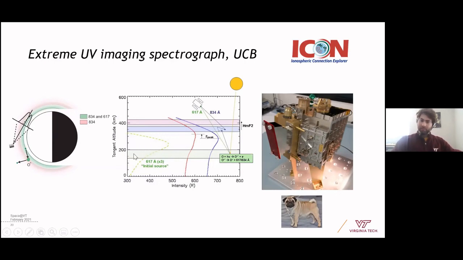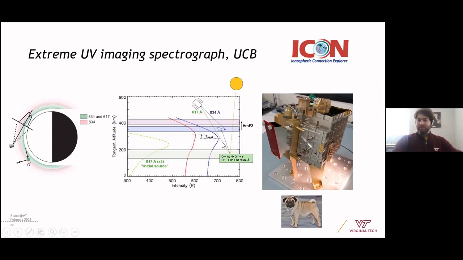The production of this airglow is from about 150 to 200 kilometers. So the light travels from this layer down here up into our detector at 600 kilometers in ICON, right? And we're using these two lines that are associated with O+, right? This is in angstroms 834 and 617.